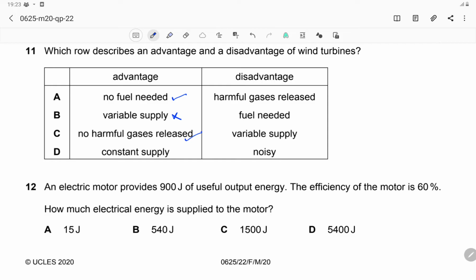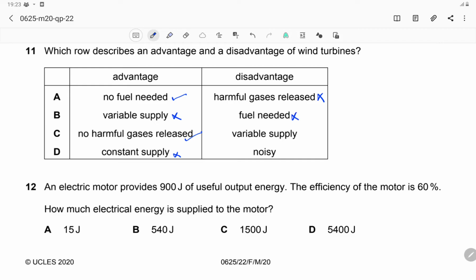And option D says it's constant supply. It is not a constant supply. It is completely dependent on the availability of wind, which is variable. Now let's look at the disadvantages. Harmful gases released, that is wrong, because this energy resource is an example of environmentally friendly energy. Option B, fuel needed, that is wrong.